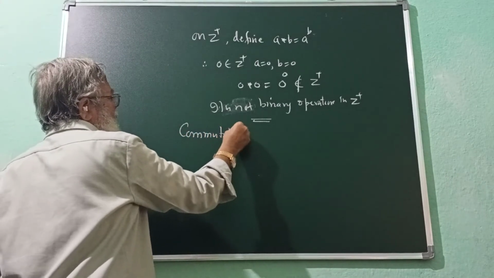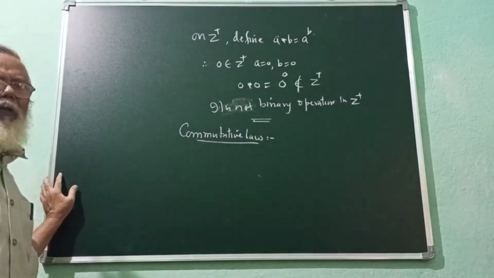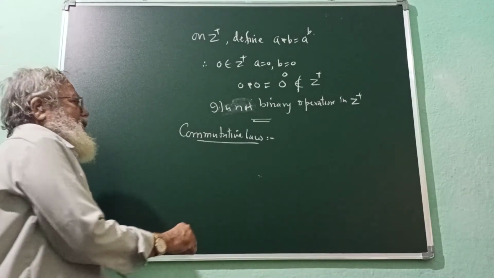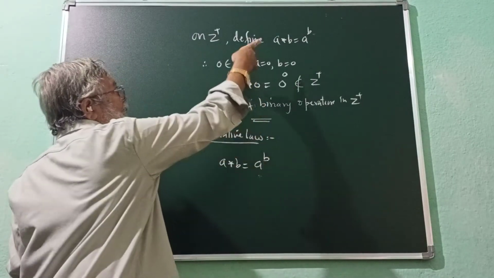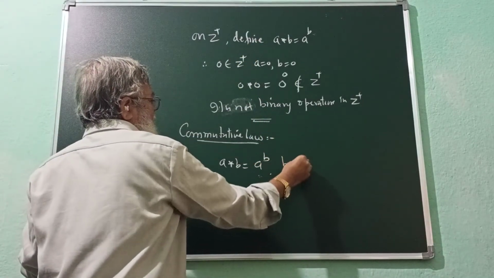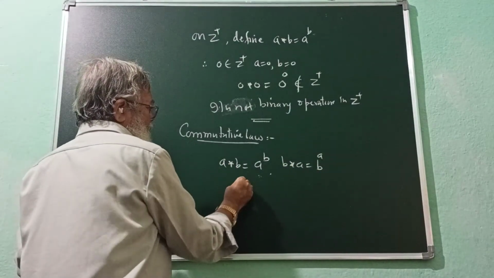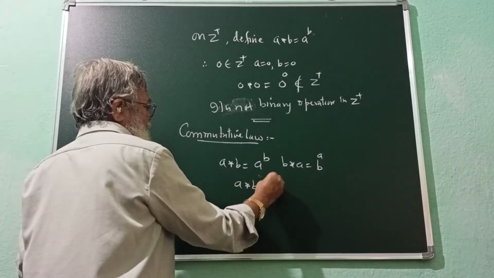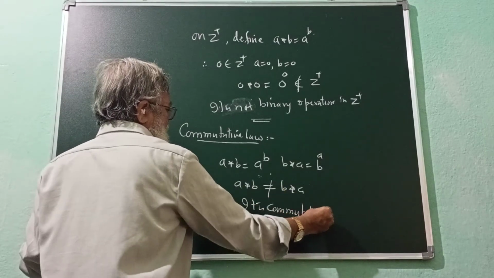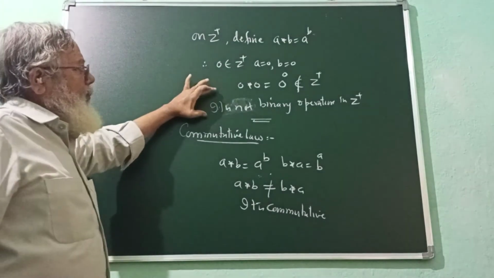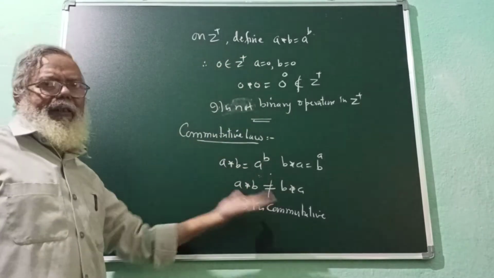Commutative law. When it is not a binary operation, then automatically there is no need to check the commutative law and associative law. Just for practice sake, let us do it. A star B is equal to what? A raised to B by the definition. And what about B star A? That is equal to B raised to A. Because A and B are different, they cannot be equal. A star B is not equal to B star A. It is not commutative. When we say that it is not a binary operation, there is no meaning of doing the commutative law. Just to see how to solve that, I am telling.